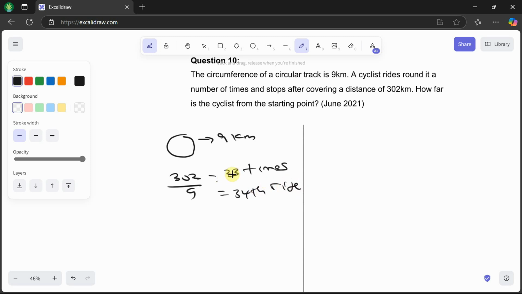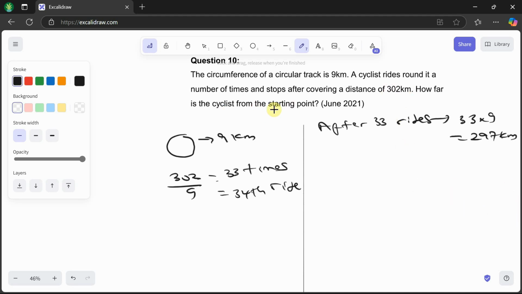Let's see how much distance he has covered with these 33 rides. So that was 33 times 9. So after 33 rides, he has covered the distance of 33 times 9, right? 33 times 9 gave me 297 kilometers. So it was on the last one. If you add 9 to 297, you see that the answer is 306. So he has not completed the last one.